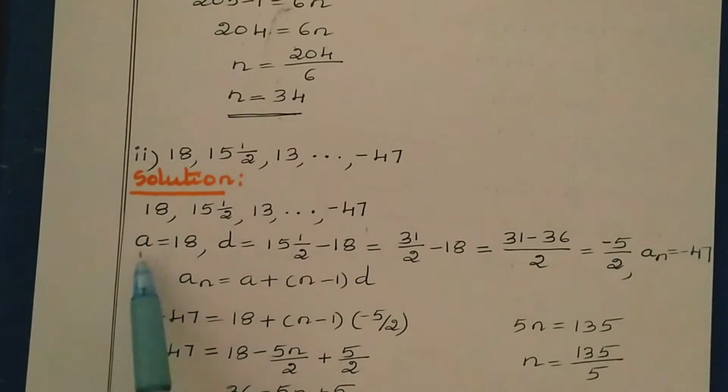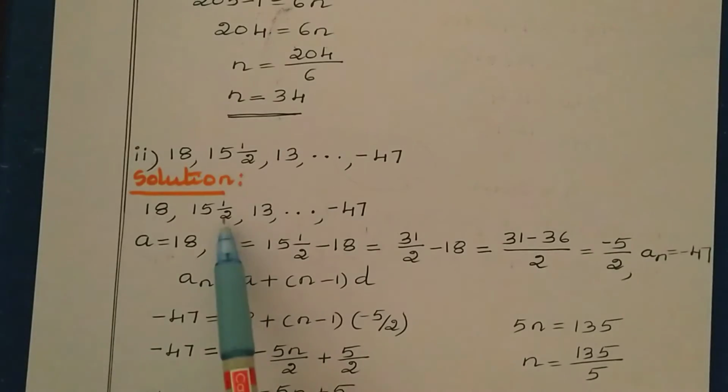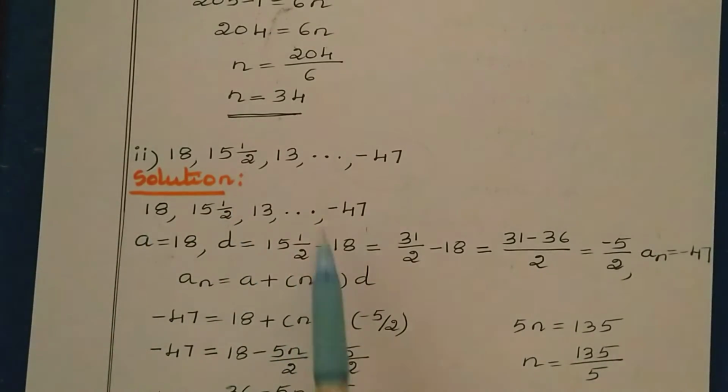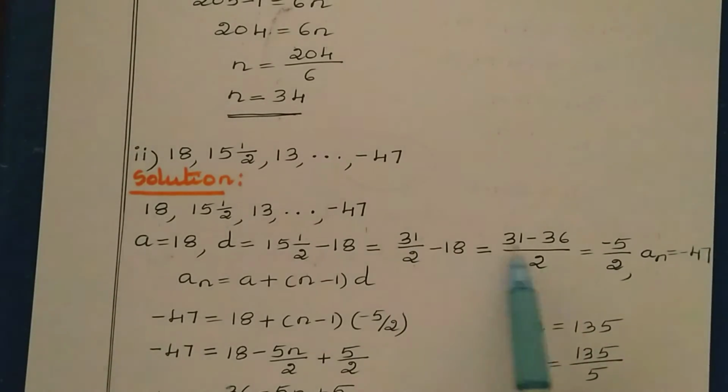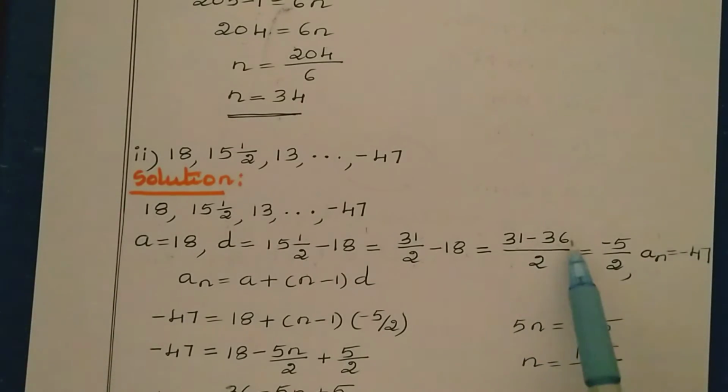Here the first term a is 18. The common difference is the difference between the terms 15 and a half minus 18. Let us find that, 15 and a half minus 18. This becomes 15 into 2 is 30. 30 plus 1 is 31 divided by 2, minus 18. Here take the LCM as 2. So we get here 31 minus 2 into 18, which is 36. 31 minus 36 divided by 2 is equal to minus 5 divided by 2.